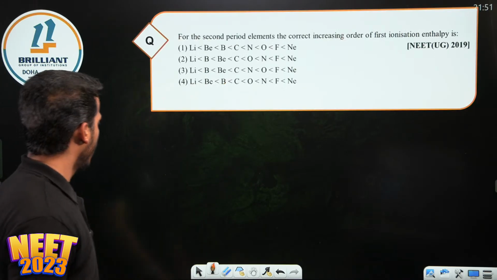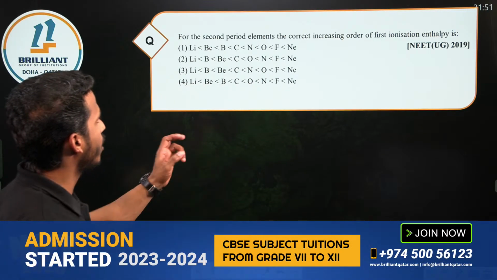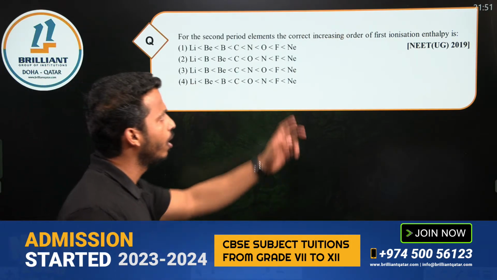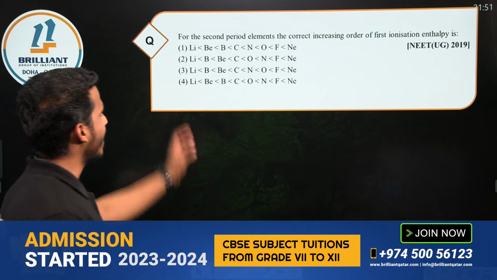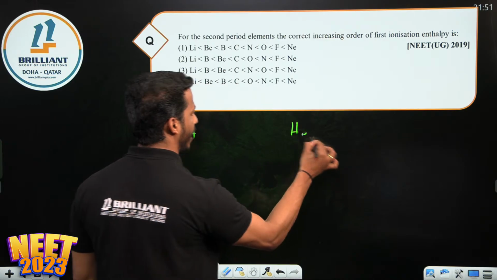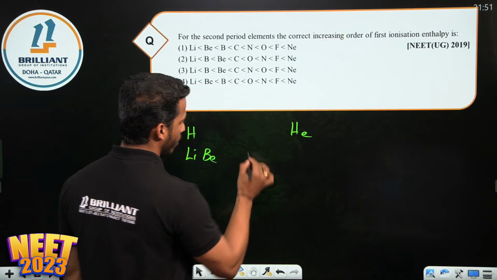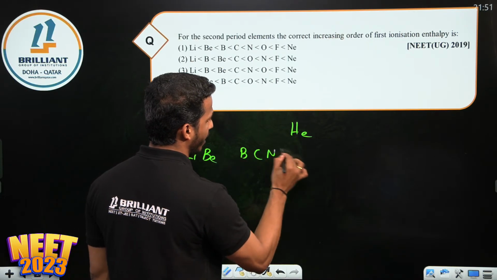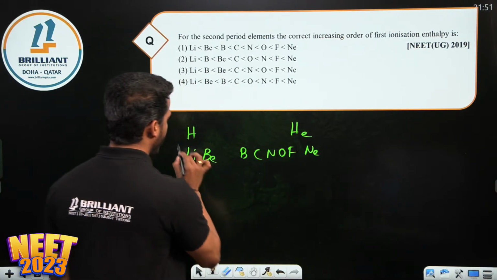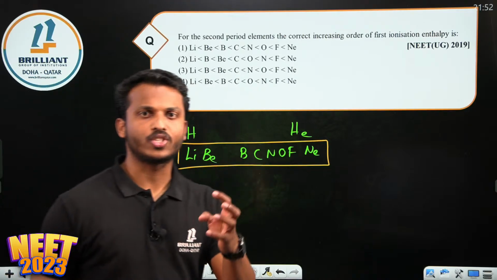Next one. For the second period elements, what is the correct increasing order of first ionization enthalpy? It's a NEET 2019 question. What are the second period elements, dear all? Hydrogen and helium are first period elements. You have lithium, beryllium, then boron, carbon, nitrogen, oxygen, fluorine, and what do we have? Neon. So they're asking you, in the second period elements, what is the correct order of their first ionization enthalpy?